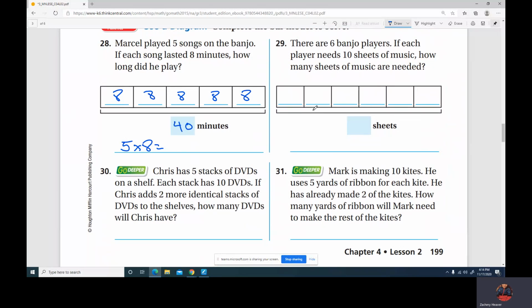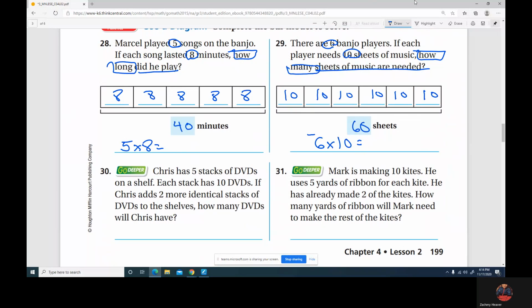There are 6 banjo players. If each player needs 10 sheets of music, how many sheets of music do you need? So we have 6 spots for 6 banjo players. I'm actually going to circle how many. I want you guys to do that too. So go back and do it on both because we have to learn how to do this. So 6 banjos with 10 each. So 10, 10, 10, 10, 10, and 10. So we have 6 equal groups with 10 in each group. 6 times 10 equals 60 sheets.